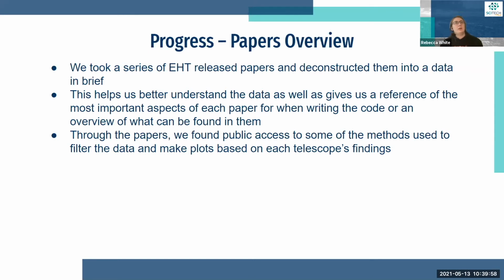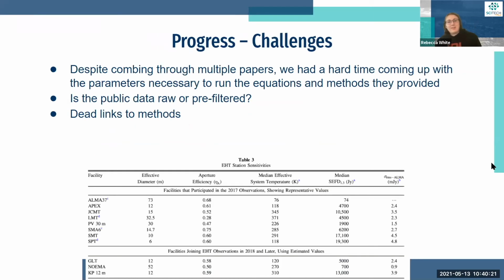And then this data in brief can also help us when compiling a list of things that are publicly available, and a list of things that we had to figure out on our own. Through the papers, we were able to figure out more about the data and how exactly they did what they did so that we could try to reproduce it. Unfortunately, this led to some challenges because despite going through these many papers, we had a hard time coming up with the parameters necessary to run the equations.